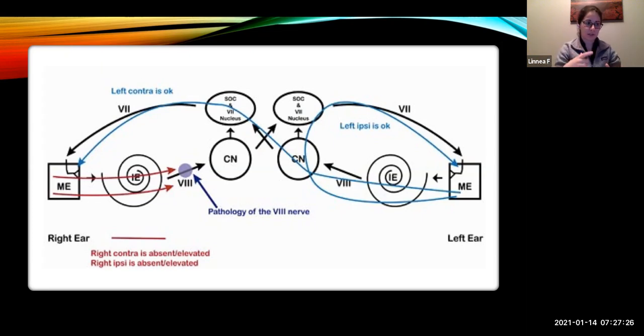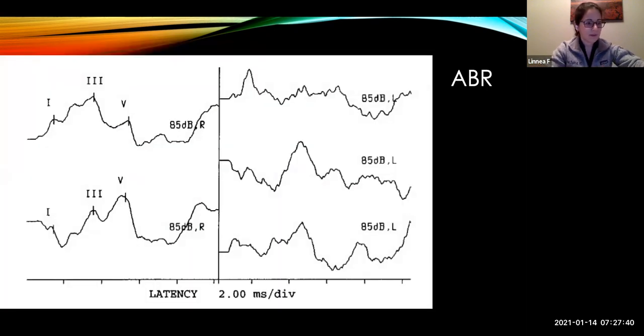But if discrimination on a test like that decreases as the presentation level increases, that's called rollover, which is a retrocochlear lesion. So counterintuitively, the louder the sound is, the worse they do on that test. So that's rollover.